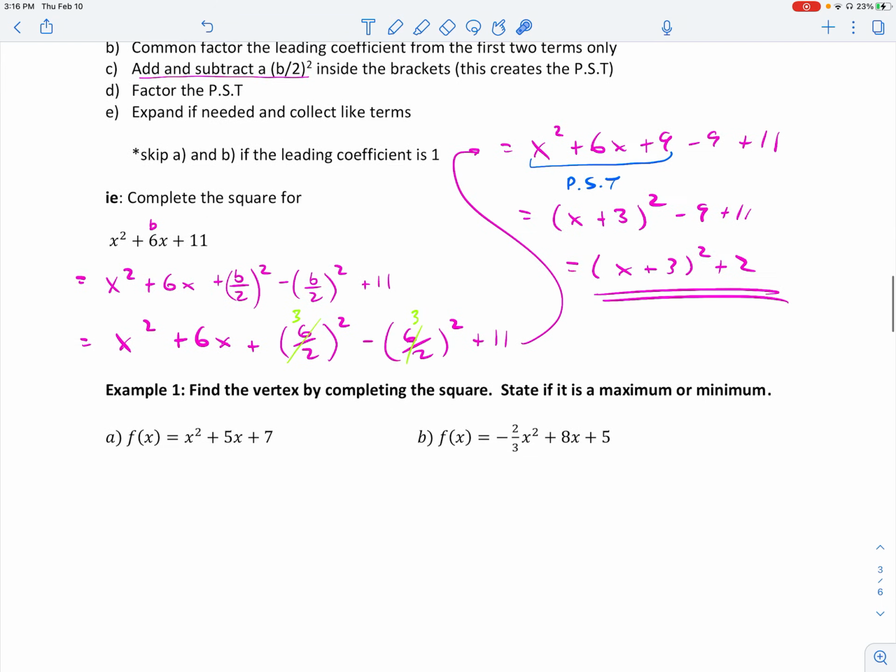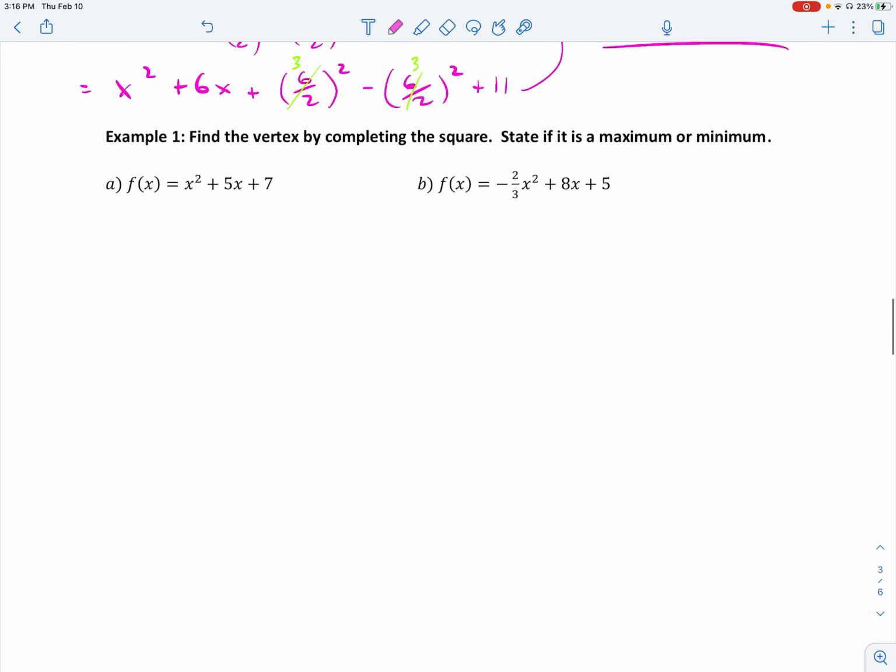Let's try it with these functions. First example, find the vertex by completing the square. State if it's a minimum or a maximum. My leading coefficient is 1 for this one, so I get to skip steps A and B. I'm just going to add and subtract (b/2)², and we still have the plus 7 at the end.